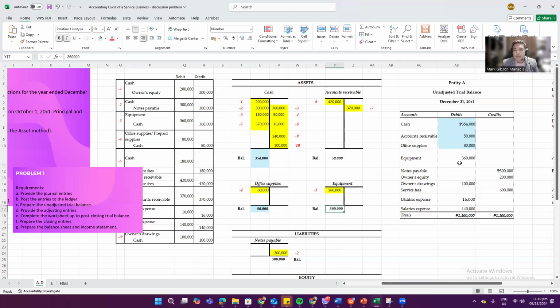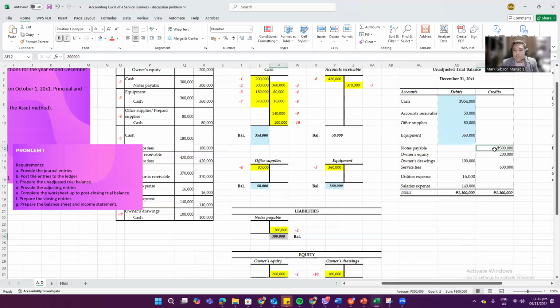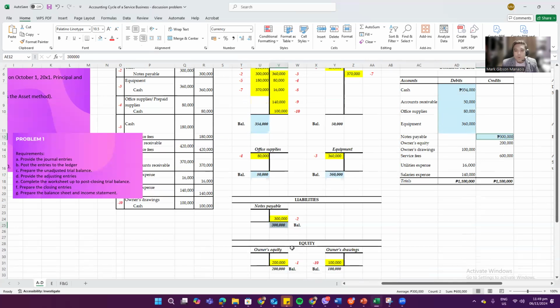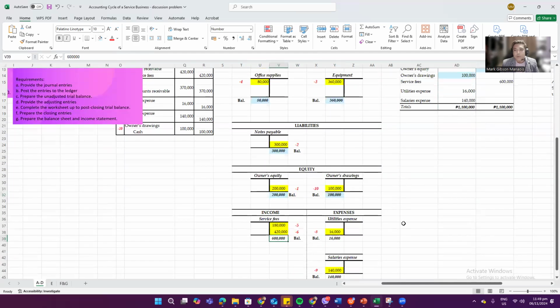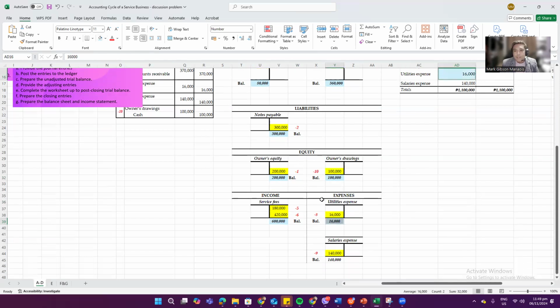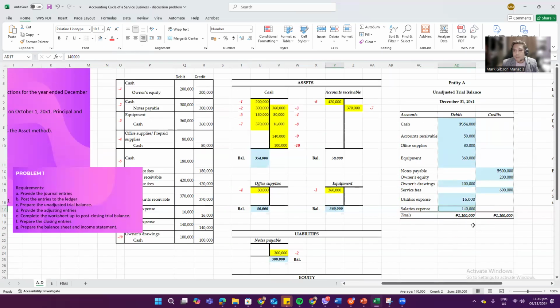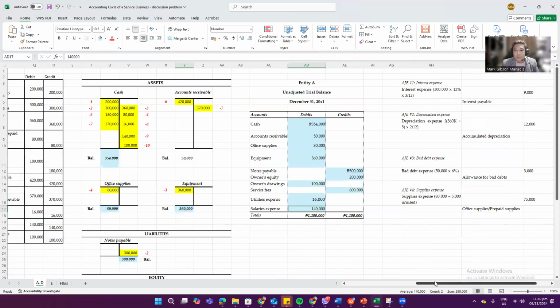Next, equipment. We have 360,000. Notes payable, 300,000. So it's a credit. Owner's equity. So we have 200,000. And then owner's drawing debit of 100,000. For service fees, we have a credit of 600,000. Utilities, we have 16,000 debit. And then salaries, 140,000 debit. So just get the sum. The total would be 1,100,000. So okay na tayo sa requirement C.